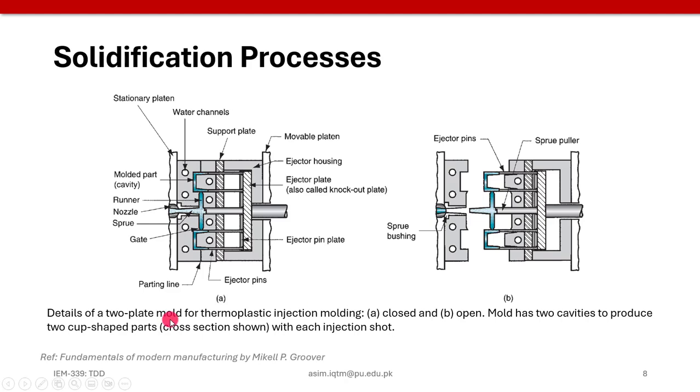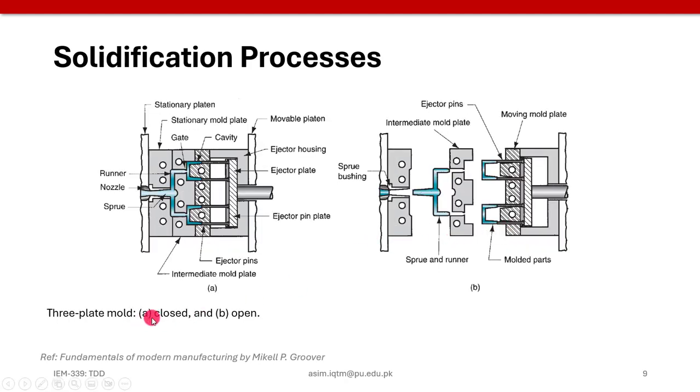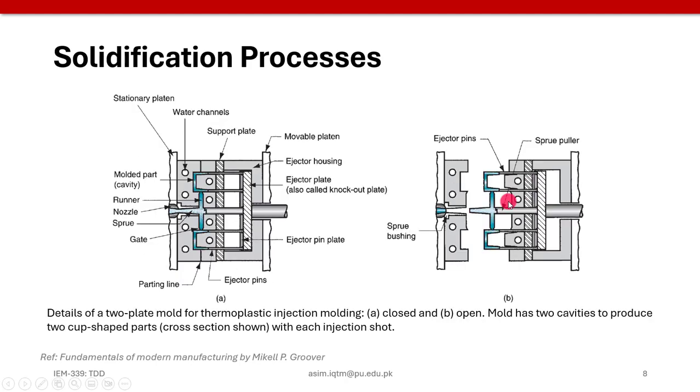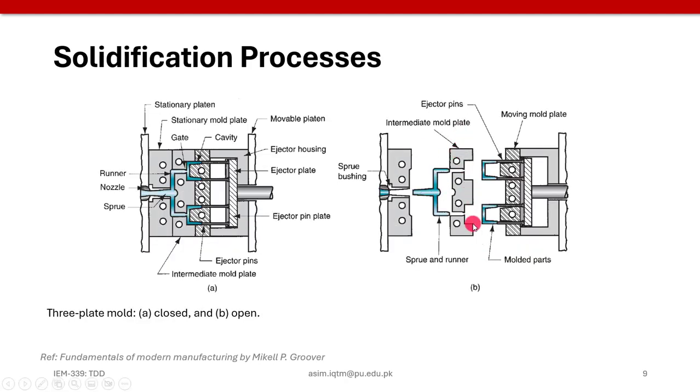Let's discuss the two plate mold first. In this two plate mold we are able to get two shapes at a time as an output, while in the three plate mold we again collect two shapes as an output, as shown here. The difference between the two plate and three plate thermoplastic injection molding molds is this intermediate mold plate, which helps us to separate the sprue and runner from the final shape of the part.